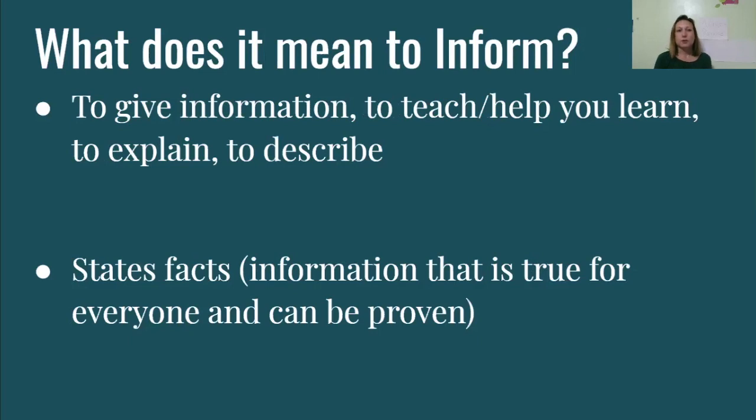Inform. Inform means that the author is giving you information. They're giving you information to teach you, to help you learn. Maybe they're explaining something. Maybe they are trying to describe something. And usually they are stating facts. Facts are information that is true for everyone and it can be proven. You cannot prove that summer is the best season, but you can prove that the temperature is higher in summer than in winter. That is a fact.